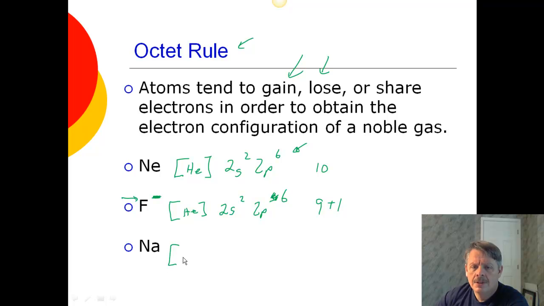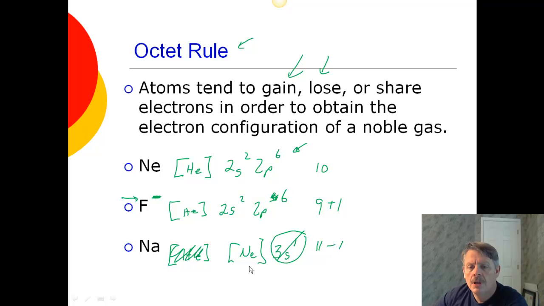Sodium, I'm going to write it this way, even though it's not correct. Just bear with me. All right. Well, let's write it the other way. It's neon plus 3s1. Well, gosh, if I lose this 1 electron, I have 11 electrons. If I lose that 1 electron, I'm going to have 10 electrons. I'm going to have the electron configuration for neon. Oh, how cool. But what happens if I lose an electron? Well, if I lose an electron, sodium is going to become positively charged because I have 11 protons and only 10 electrons. So atoms tend to gain or lose these electrons, and as a result, they become ions.